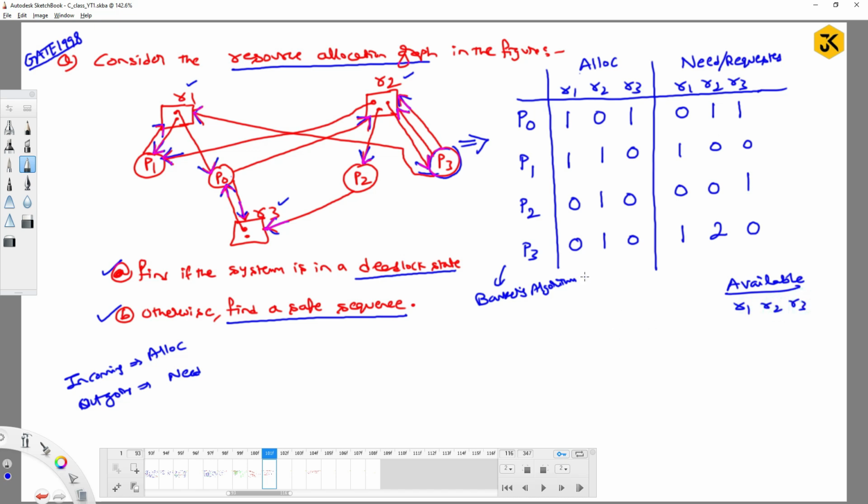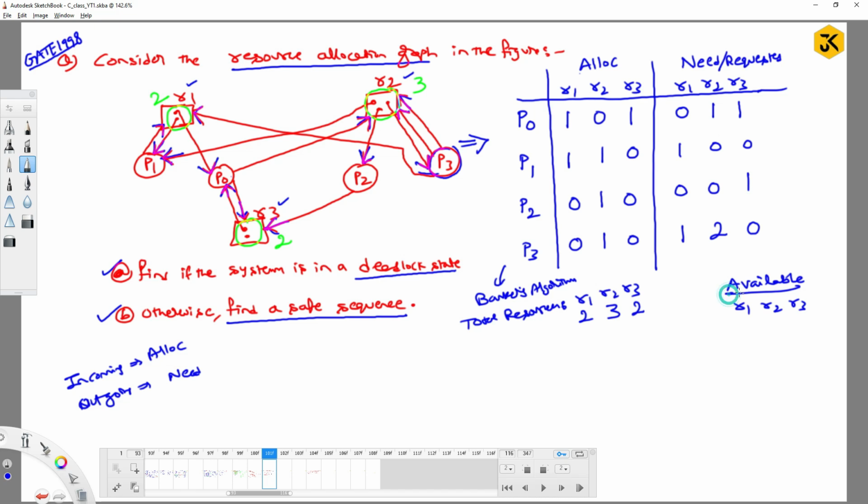So what do the available resources mean? First, R1 has how many resources? 2. R2 has how many resources? 3. R3 has how many resources? 2. Good. Which means that the total number of resources of R1, R2, R3 are 2, 3 and 2.